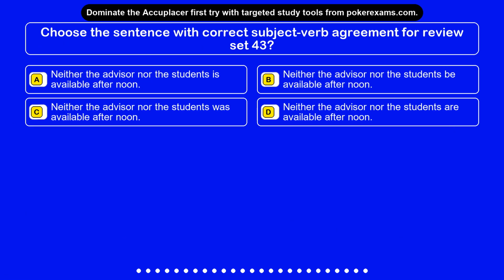Question 18. Choose the sentence with correct subject-verb agreement for review set 43. Option A. Neither the advisor nor the students is available afternoon. Option B. Neither the advisor nor the students be available afternoon. Option C. Neither the advisor nor the students was available afternoon. Option D. Neither the advisor nor the students are available afternoon.